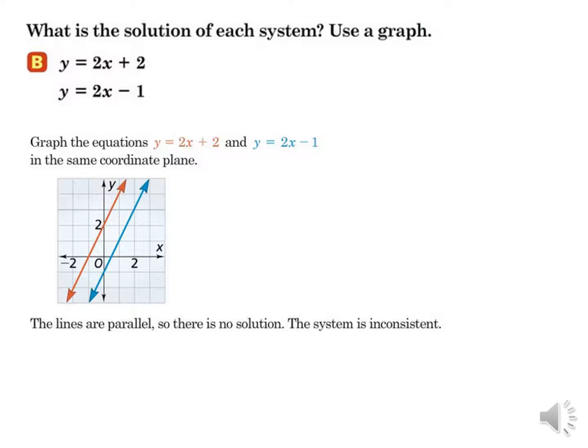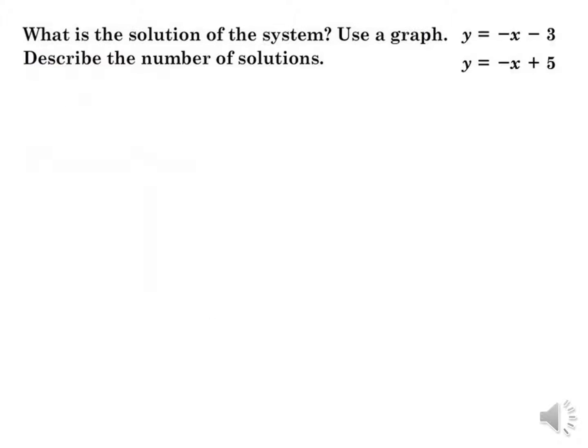Now, what is the solution of this system? Well, I gave you all the answers already. So you have y equals 2x plus 2 and y equals 2x minus 1. Well, this one starts at 2. This one starts at -1. They have the same slope, so they're parallel. So there is no solution.